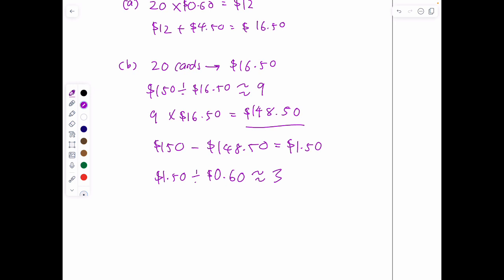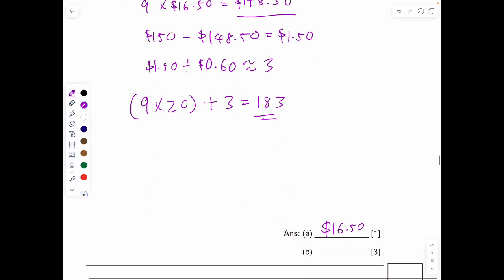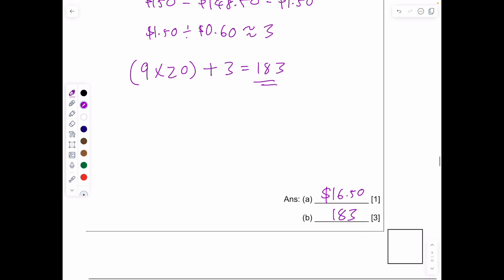Okay, so in addition to selling the 9 sets of 20, he must sell another 3 more cards. So because it is 9 sets of 20, therefore it's 9 times 20. Okay, this is the actual number of cards and not the sets. Then you add another 3, so total is 138 cards. This is the minimum he must sell in order to earn $150. Right? Moving on.